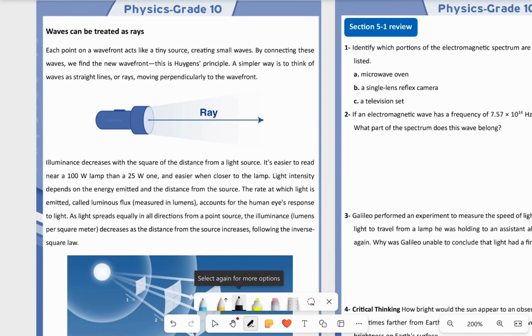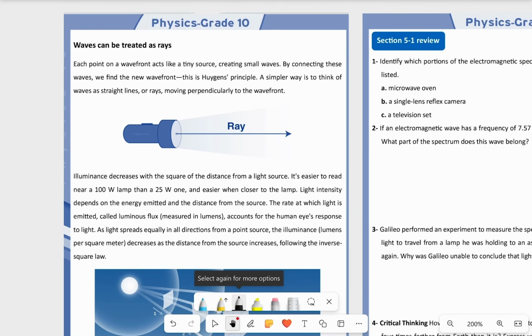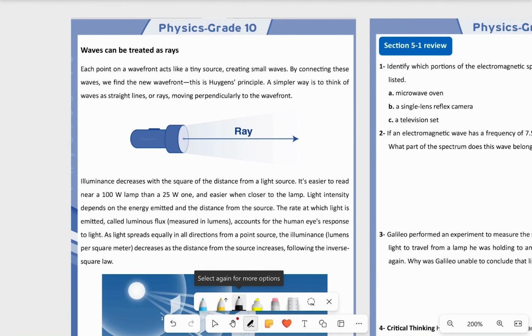So we left something in the first section, which is that when we are dealing with waves, we are treating them as rays. According to Huygens principle, each point on a wave front acts like a tiny source, creating small waves. By combining these waves, we will find a new wave front. This is basically what Huygens principle is.